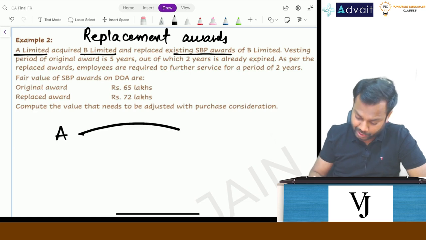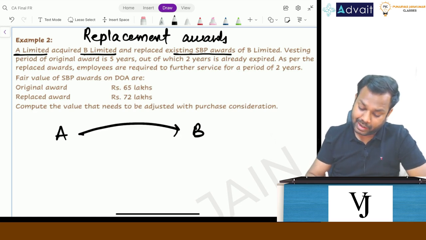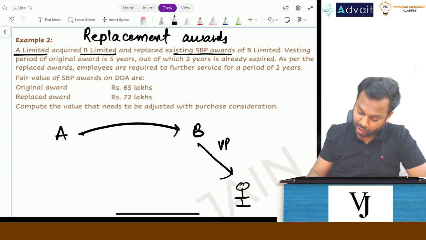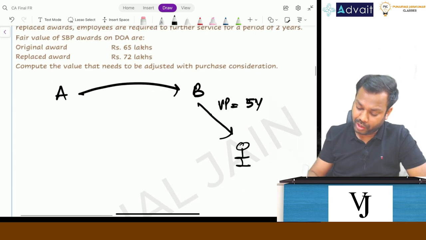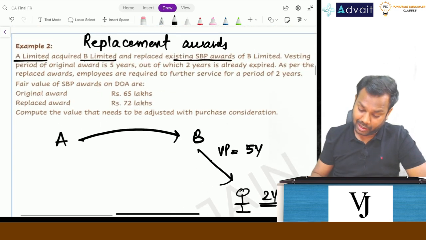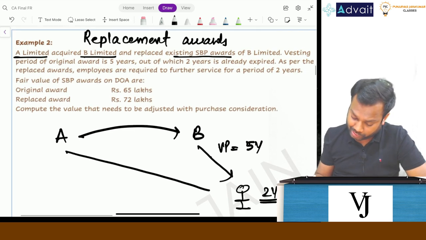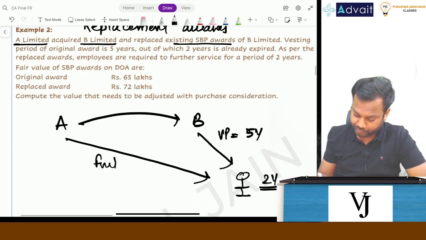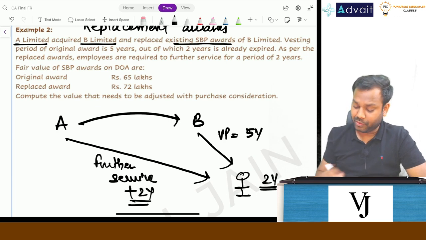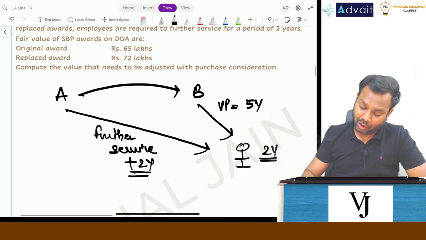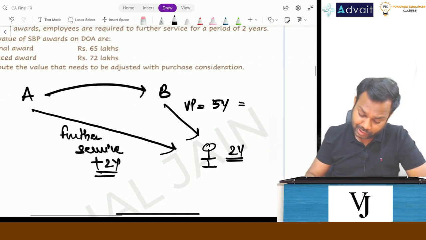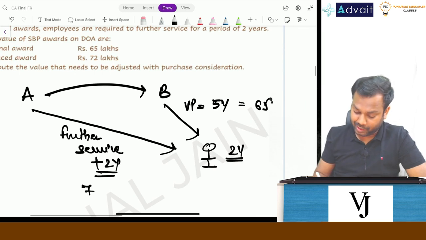A Limited has acquired B Limited. B Limited has replaced the existing share-based payment award. The vesting period of the original award was 5 years, out of which 2 years the employees have already served. As per the replaced awards, further service of 2 years is required. The value of the original award is 65 lakh, the value of the replacement award is 72 lakhs.